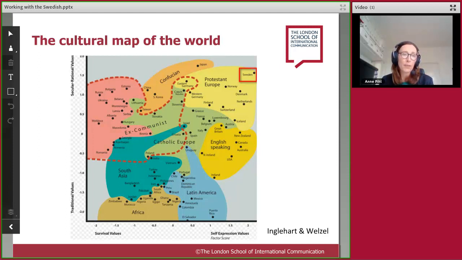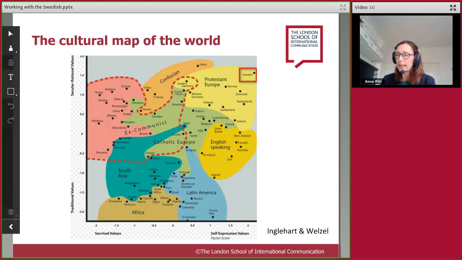Traditional values are, of course, the highest, as you can see, in Africa and Latin America. And secular, so non-religious values, are most marked in Japan and Protestant Europe, whereas survival values are most prevalent in Africa and former communist countries. And self-expression values score highest in English-speaking countries and Protestant Europe. So what's interesting to note here is that even within Protestant Europe, Sweden is out. It's quite extreme in terms of self-expression values and also secular rational values.